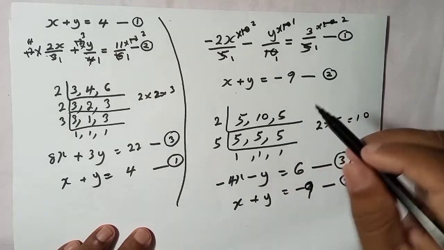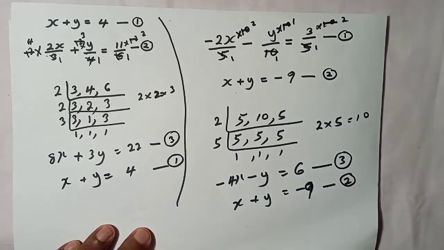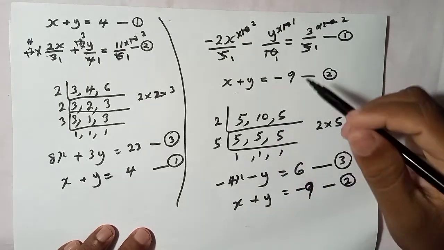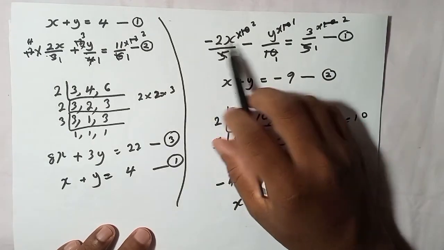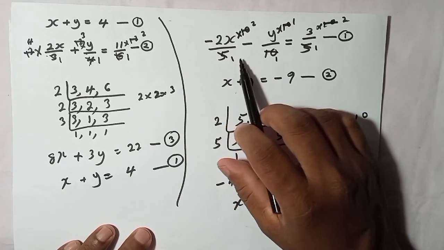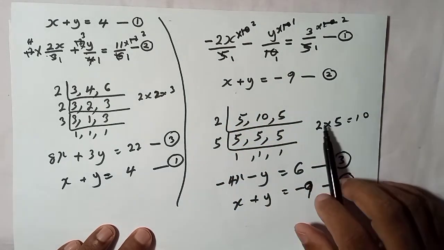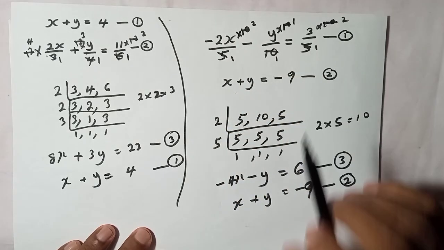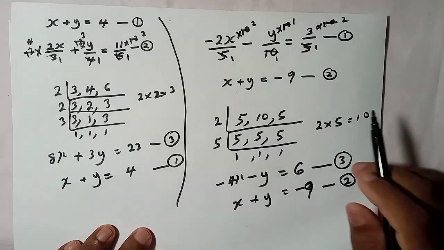This is how we can remove these denominators. When you have this type of situation, keep in mind, don't care about the minus sign, just simplify it, get the denominators, and then find the LCM of that. Multiply by the LCM, and you can make a new equation.